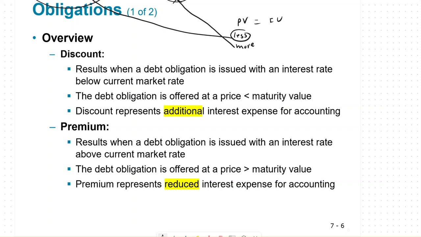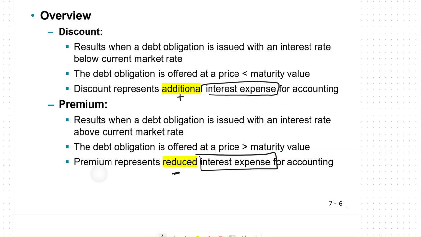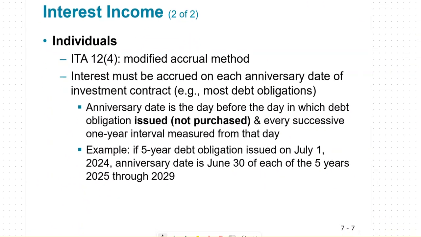When we do accounting, we record them as part of my interest income or part of my interest expense. One increases your interest expense, the other one decreases your interest expense. So that's what happens.